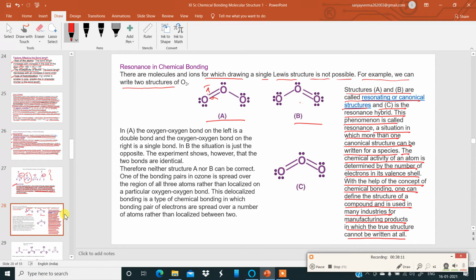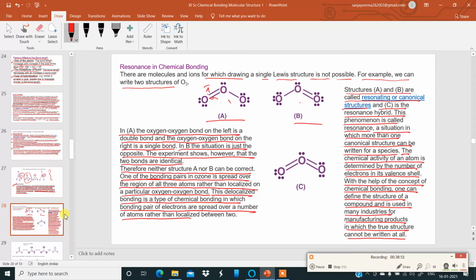So, here remember, in A, the oxygen-oxygen bond on the left is a double bond and the oxygen-oxygen bond on the right is a single bond. Okay, in B, the situation is just the opposite. The experiment shows, however, that the two bonds are identical. Therefore, neither structure A nor B can be correct. One of the bonding pairs in ozone is spread over the region of all three atoms rather than localized on a particular oxygen-oxygen bond. This delocalized bonding is a type of chemical bonding in which a bonding pair of electrons is spread over a number of atoms rather than localized between two.